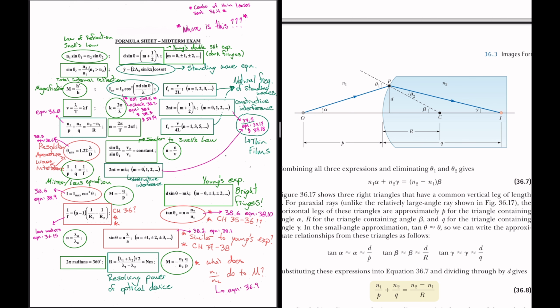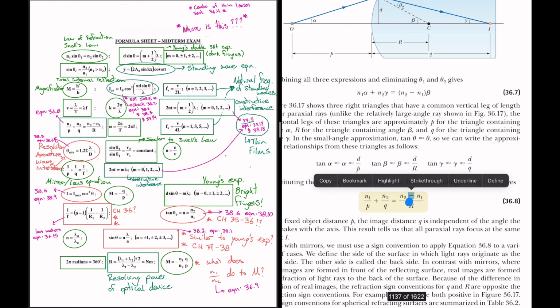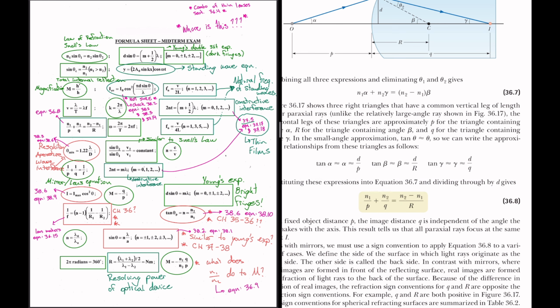N2 is the index of refraction of the glass or the droplet of water or whatever your medium is that is doing the refracting. And Q over here is the distance of the image. And then, of course, you have the difference of the refractive indices here.